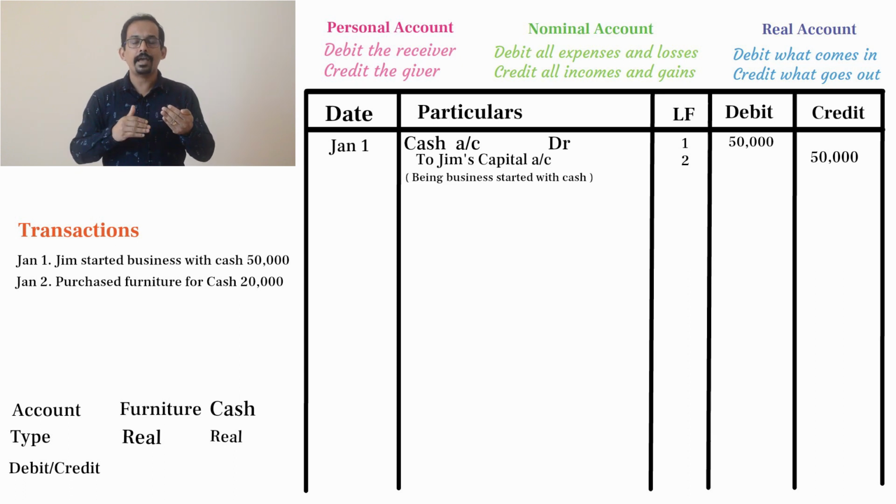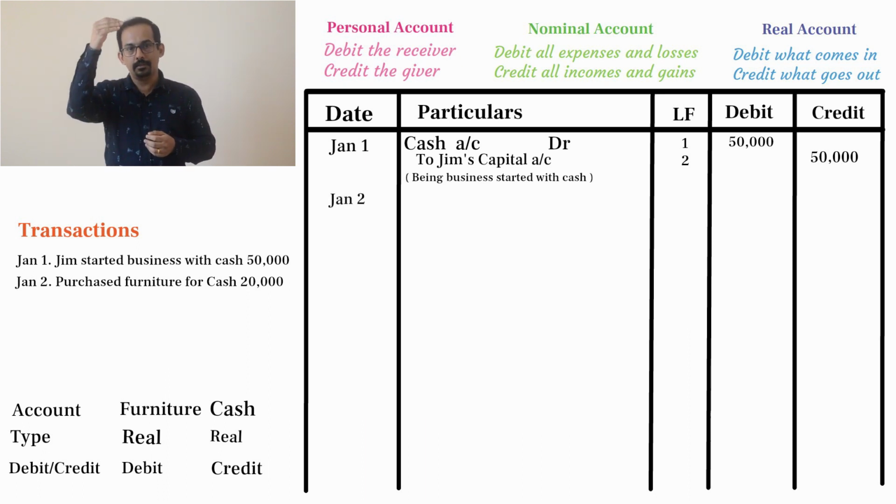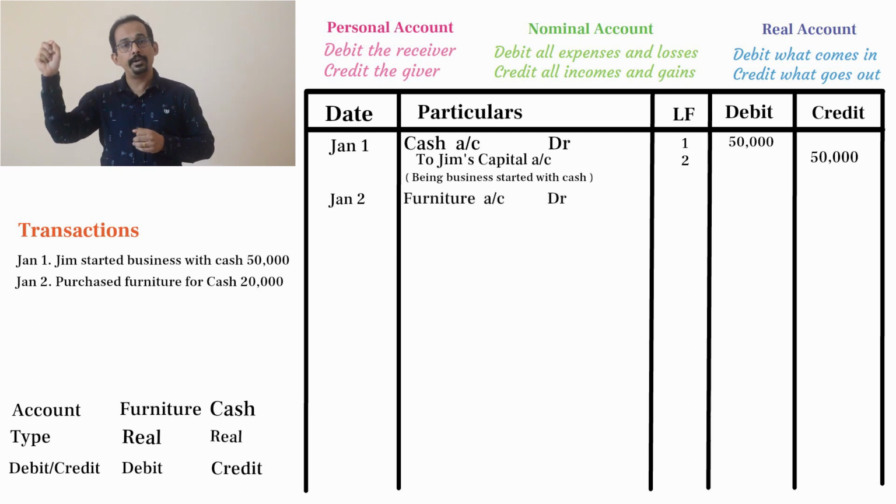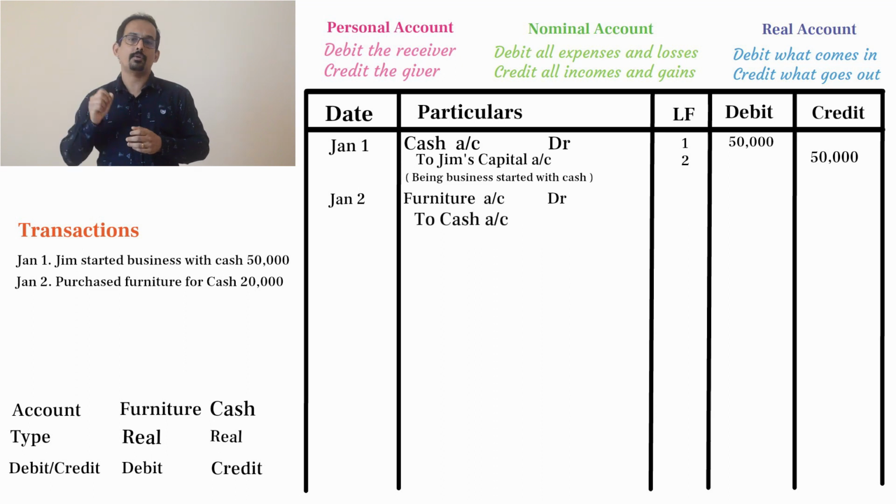Furniture comes in and cash goes out. So furniture account debit, cash account credit. Now let's see how it is passed in the journal. January 2nd in the date column, particulars column, furniture account debit to cash account, being furniture purchased for cash 20,000.